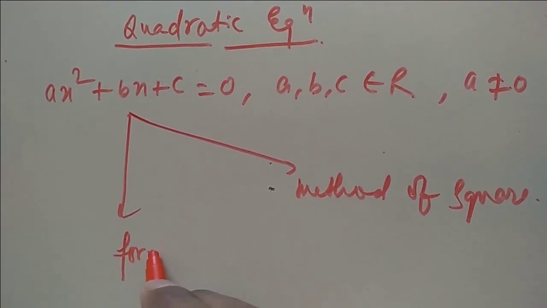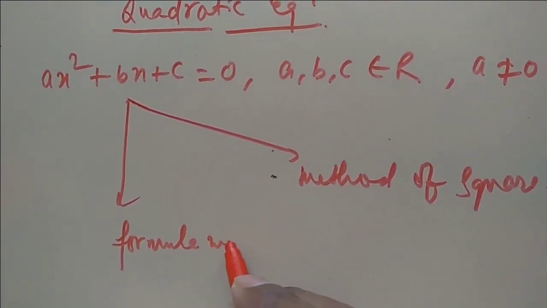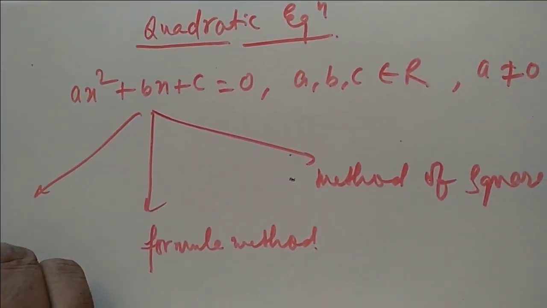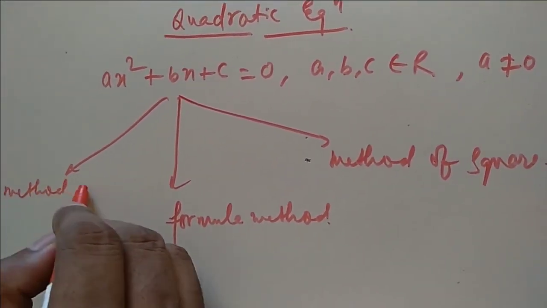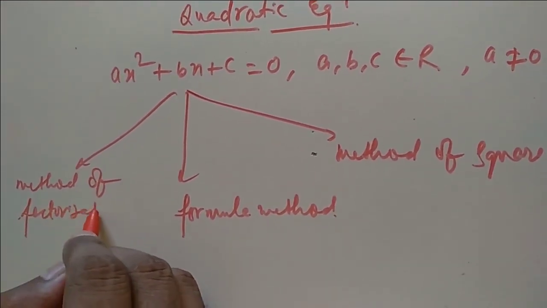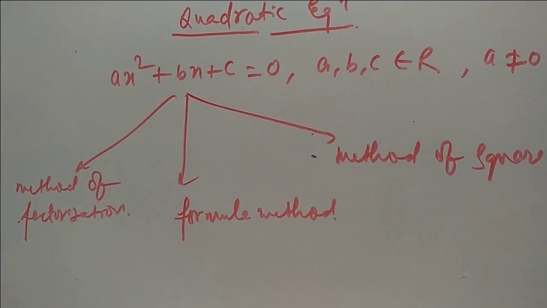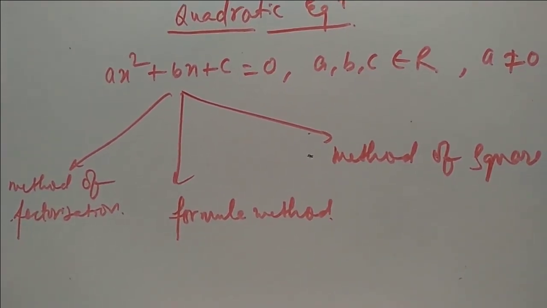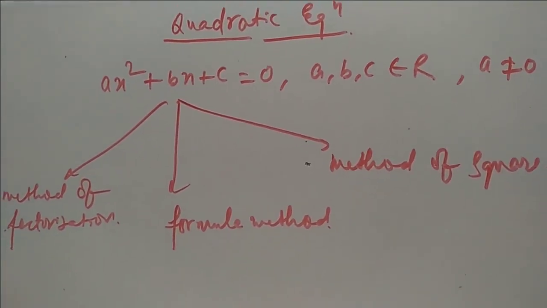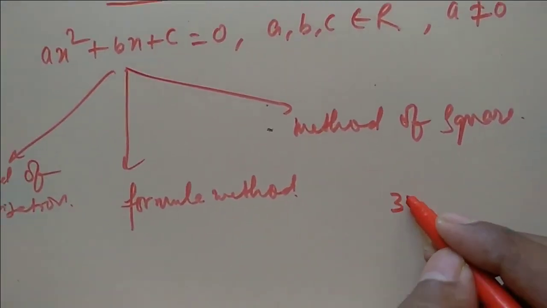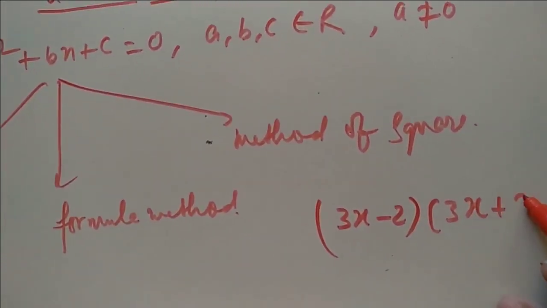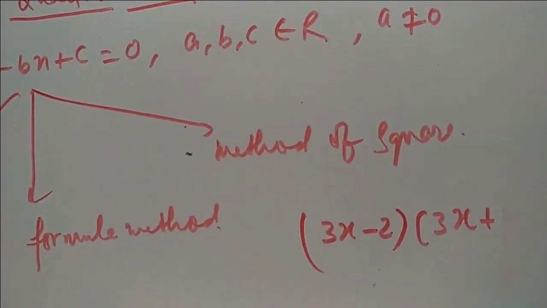Now you know that you can find it by using the method of completing the square, then the formula method, and then you have the method of factorization. The method of factorization is called splitting the middle term. If you are able to split the product of the coefficient of x square and the constant term into two numbers such that their sum or difference is equal to the coefficient of the middle term, that is called the middle term splitting. Now here I take one more example just to understand.